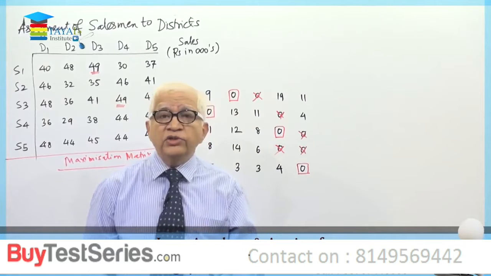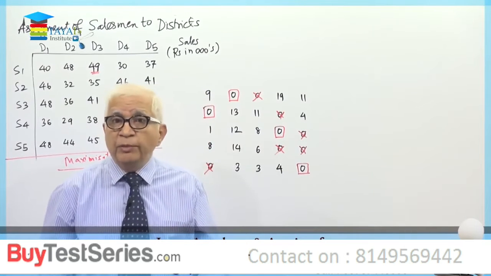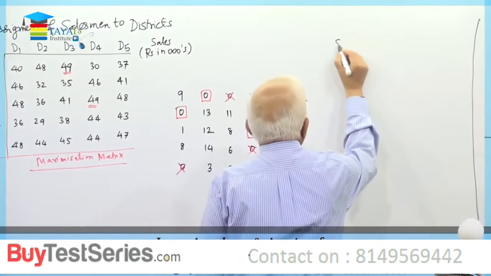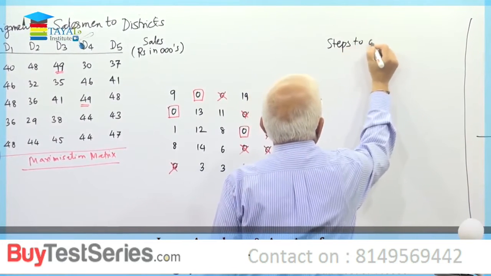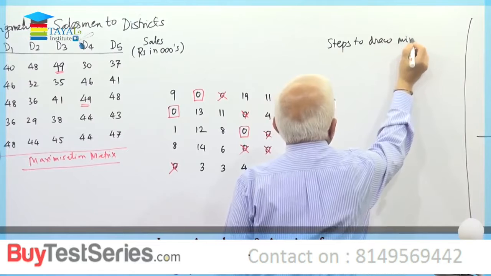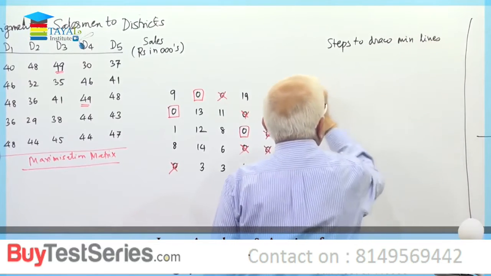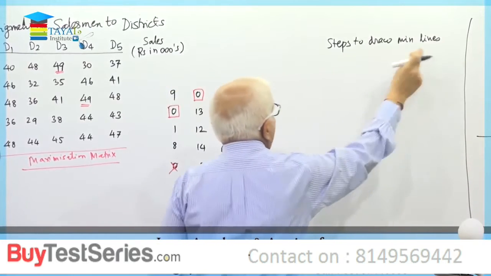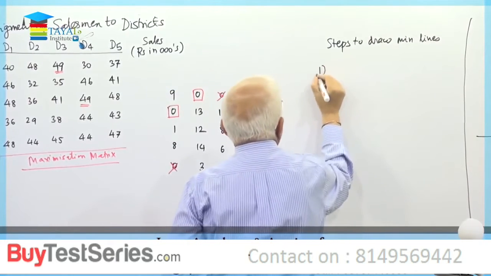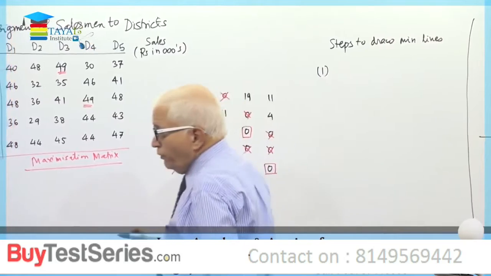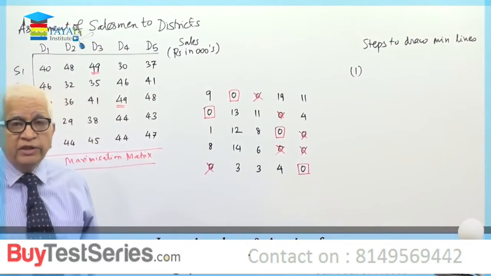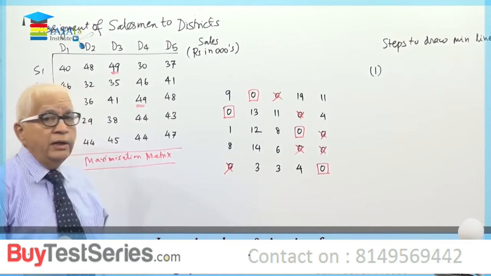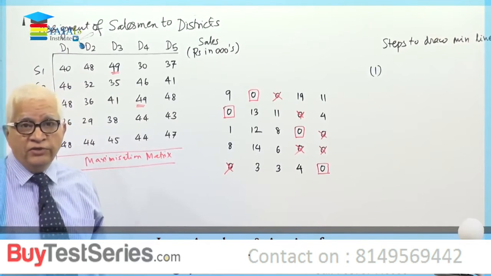So iteration number 1 starts with the following steps. The purpose of these steps is to draw minimum number of lines. So I'll say steps to draw minimum lines. Lines should be vertical or horizontal, no diagonal line is permitted, remember. Now when do we do this? When we don't get required number of assignments. The required number of assignments here is 5. I got only 4 assignments, therefore I have to do iteration number 1. Firstly, the steps to draw minimum number of lines is what we are looking at.